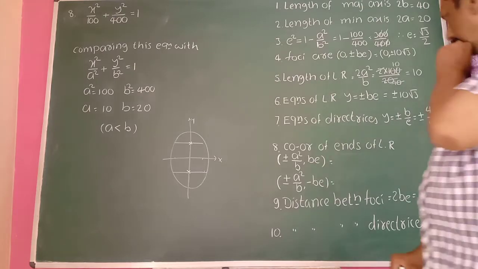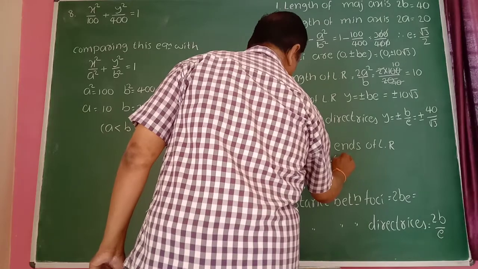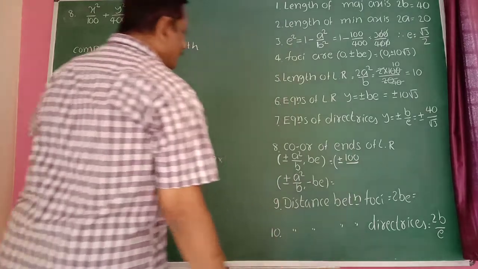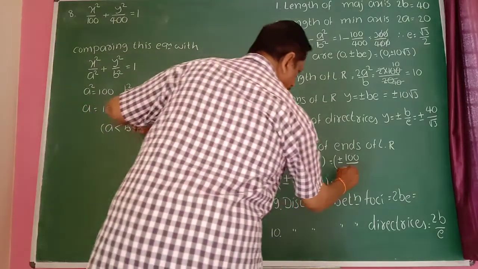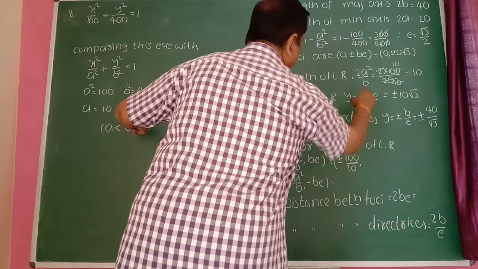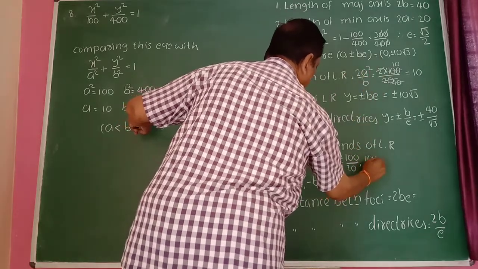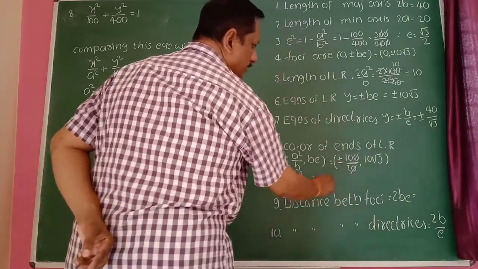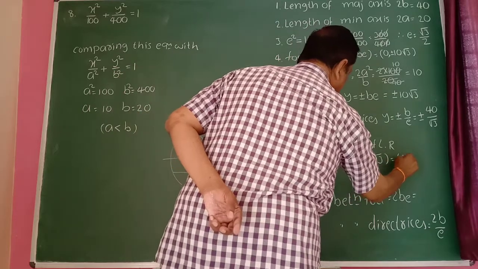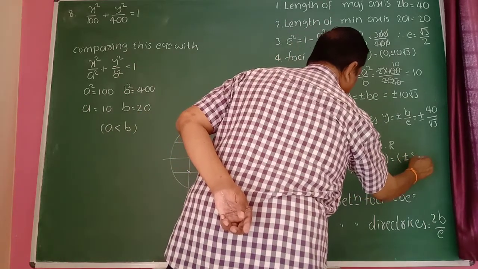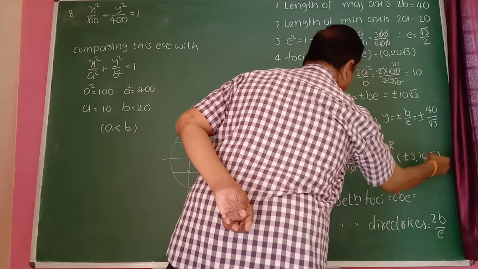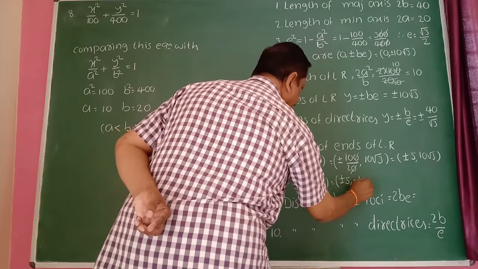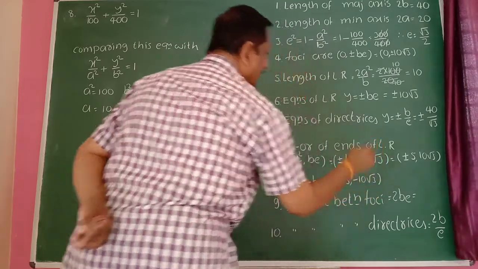And the coordinates of the ends of the latus rectum: plus or minus a square, which is 100, divided by b, which is 20, so write 20, and b e is 10 root 3. Then this zero cancels, 2 ones are 2, 5 twos are 10, so cancels. Plus or minus 5 comma 10 root 3. Similarly, plus or minus 5 comma minus 10 root 3.